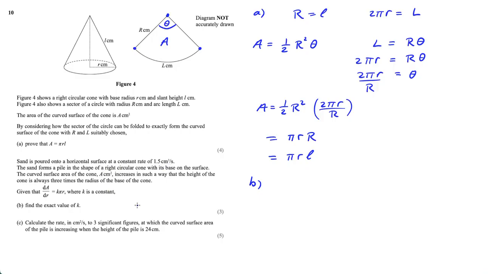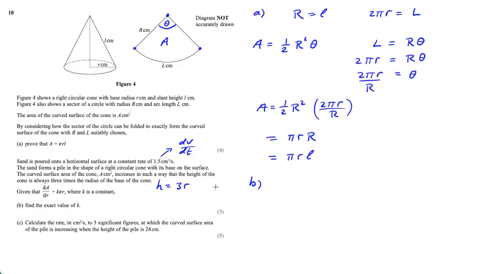The sand forms a pile in the shape of a right circular cone with its base as the surface. Now, I often write, guys, dV/dt. It's the volume, centimeters cubed per second. It's volume per time. The curved surface area of the cone, A, increases in such a way that the height of the cone is always 3 times the radius of the base of the cone. So the height is equal to 3r.